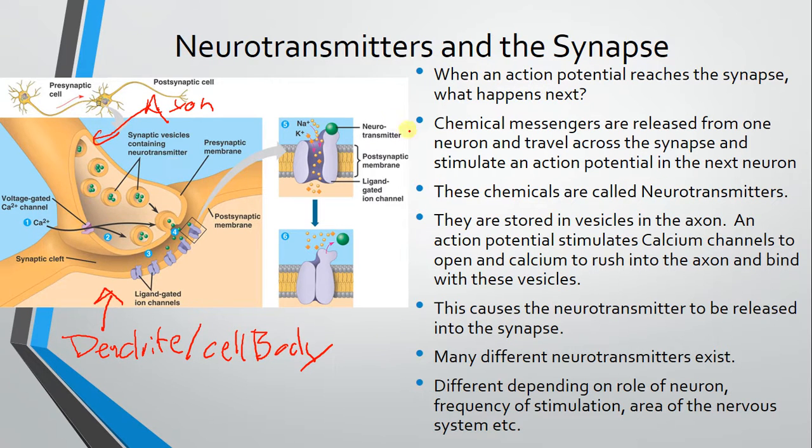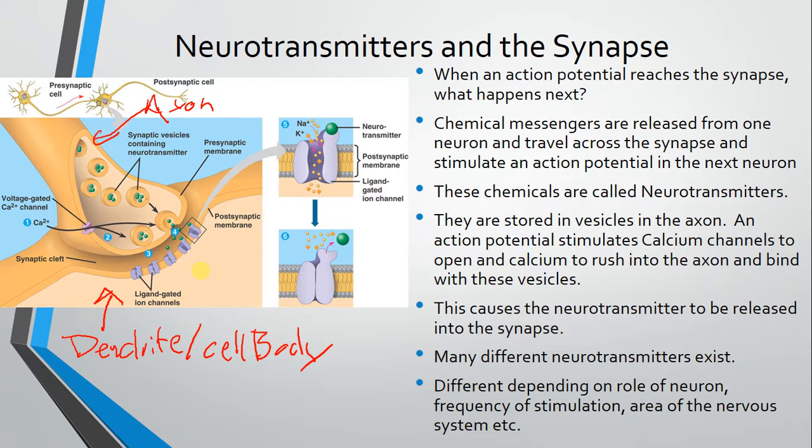So chemical messengers are released from one neuron and travel across this synaptic cleft, this synapse, and stimulate an action potential in the next neuron. So the neurotransmitters are those chemicals. They're released from the axon of one cell in response to an action potential, and then when they reach the other side, they create an action potential in the next.